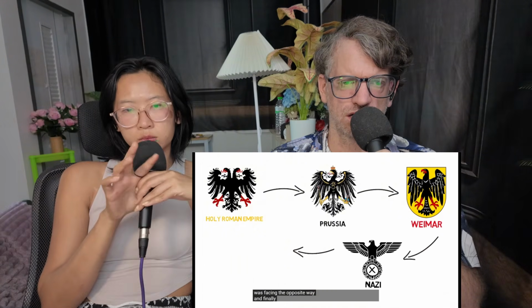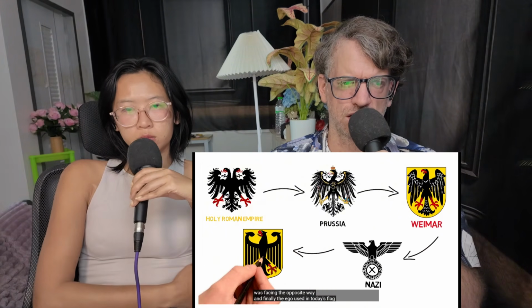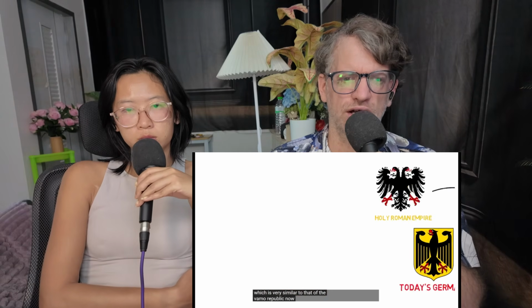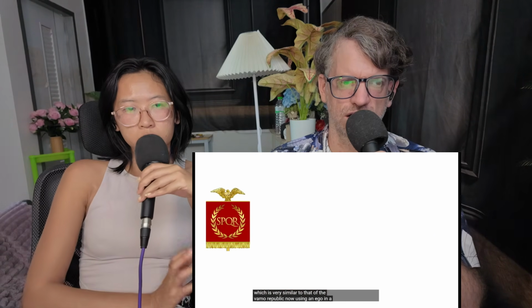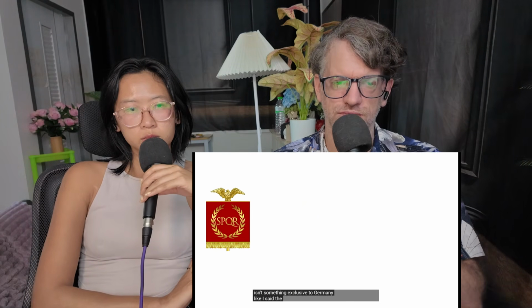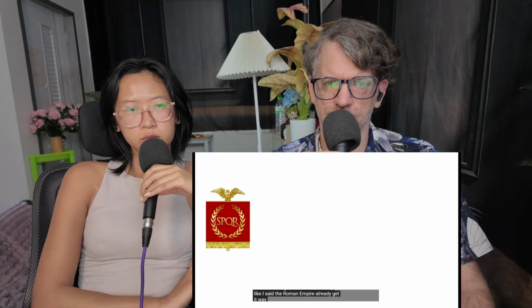And finally, the eagle used in today's flag, which is very similar to that of the Weimar Republic. It looked less scary. Now, using an eagle in a flag isn't something exclusive to Germany. Like I said, the Roman Empire already did it way back then.